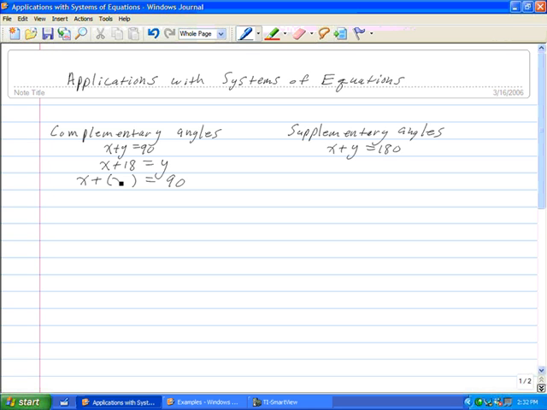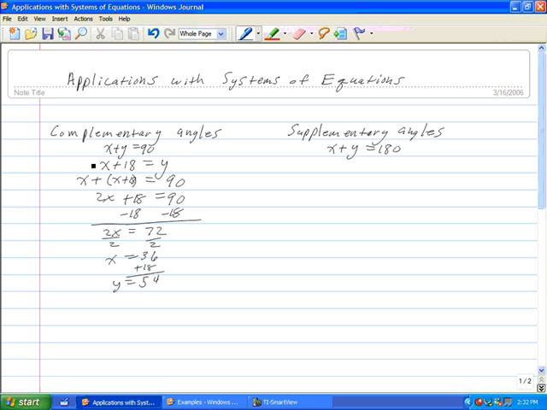pull out the y, plug in what it's equal to, combine like terms, then subtract off the 18. So 2x is going to turn out to be 72. Dividing by 2, x is 36. And we have two ways to find the other one. In the second formula, it says that if I add 18 to the 36, then I can find my other angle. So your two angles are 36 and 54.